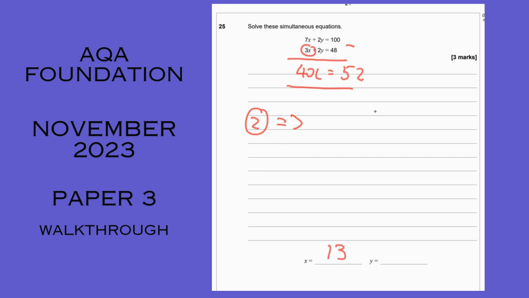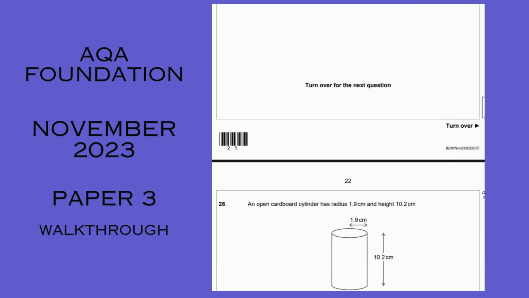3x's is 3 times 13, plus 2y is 48. Take away 39 from both sides. We get 9. Halve both sides. We get the decimal, 4.5.